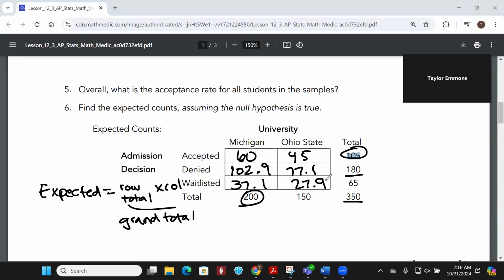So what are the degrees of freedom on this one? Well, how many rows do we have? 3. Okay, so 3 minus 1. And how many columns do we have? 2. 2 minus 1. So what's 3 minus 1? And 2 minus 1? So how many degrees of freedom do we have? Remember, degrees of freedom is talking about the number of categories minus 1.